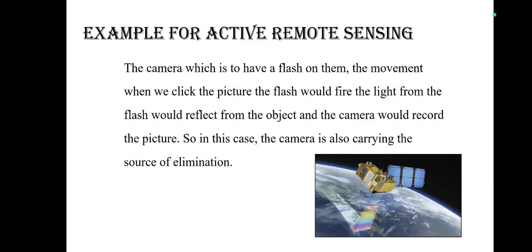A simple example of active remote sensing is the camera, which has a flash on it the moment when we click the picture. The flash fires light, which would reflect from the object, and the camera would record the picture. So in this case, the camera is also carrying the source of illumination. When the camera flashes in our face, the light is reflected so that the image can be captured easily by the photographer. So it's an easy method in remote sensing when compared to passive remote sensing.